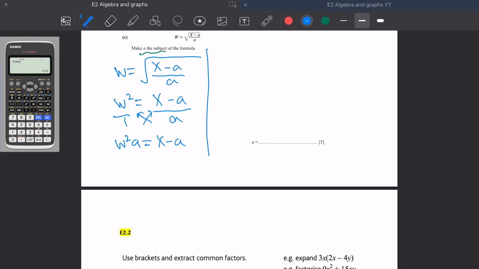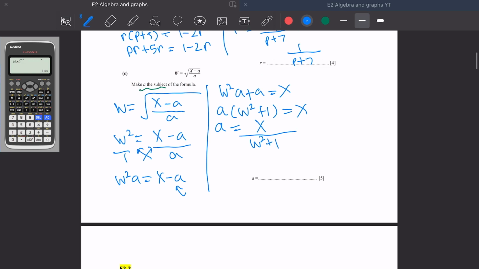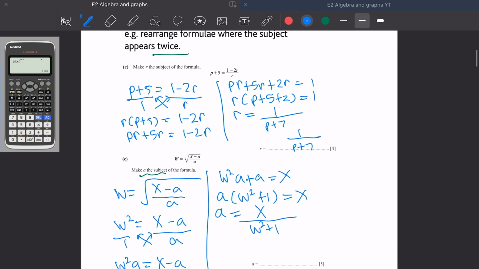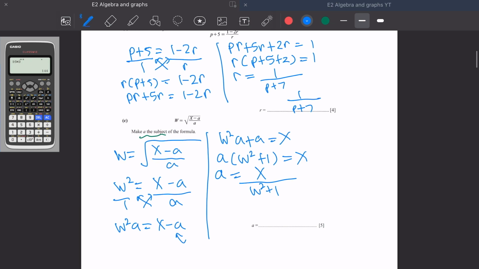Now we will bring the a here to the other side. W square a plus a is equal to x. Let's take a common. A into w squared plus 1 is equal to x. Now a is equal to x over w squared plus 1. So the way to go about the questions in which you have to rearrange formula where the subject appears twice is to take the variable common after manipulating the equation a bit.